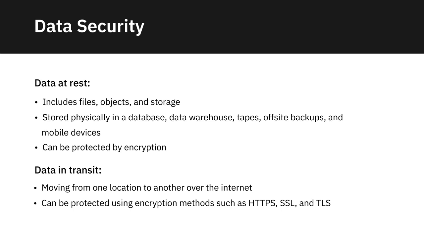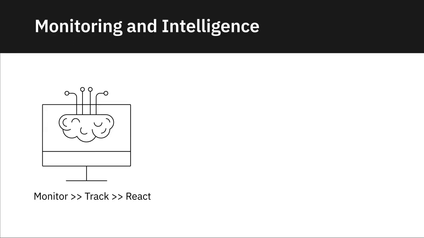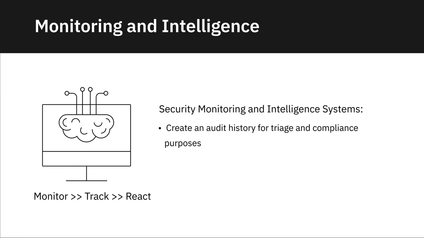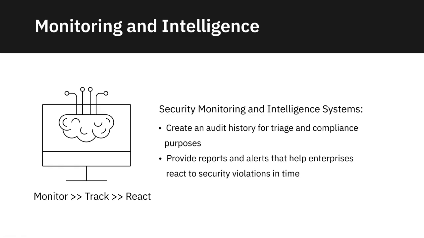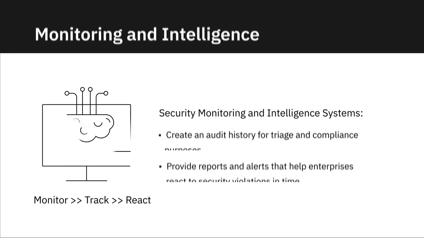Later on in the course, you will learn more about the different stages of data lifecycle, the vulnerabilities data can be exposed to, and the security features that help protect data end-to-end through its lifecycle. It is vital to proactively monitor, track, and react to security violations in time. And for that, you need end-to-end visibility and integration of security processes and tools throughout the enterprise. Security monitoring and intelligence systems create a complete audit history for triage and compliance purposes, and provide reports and alerts that help enterprises react to security violations in time.